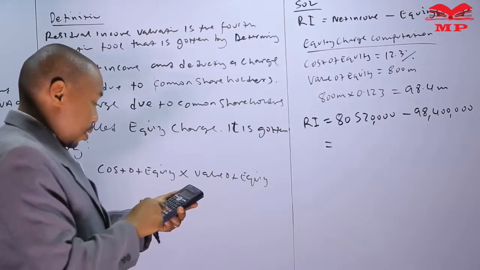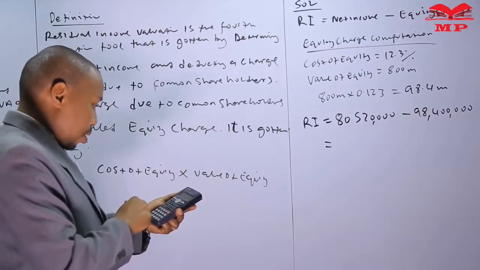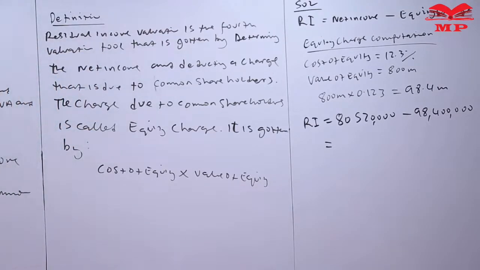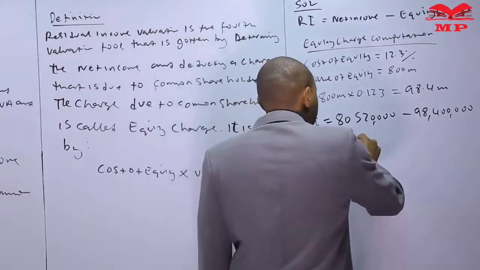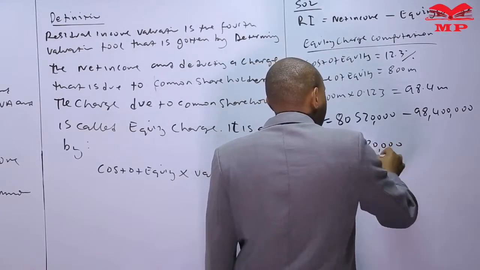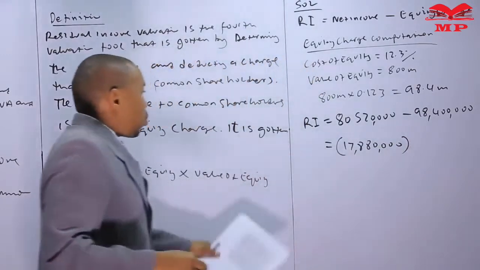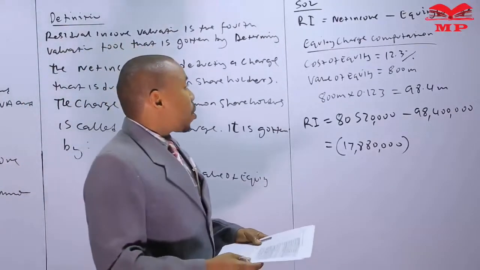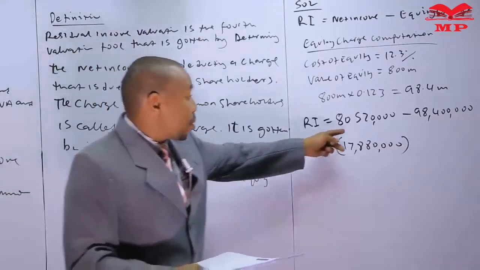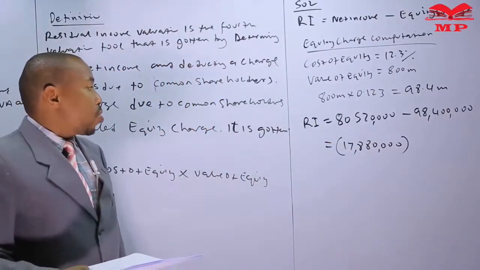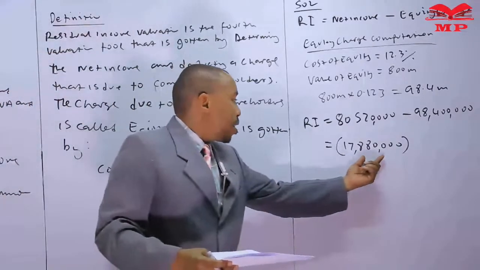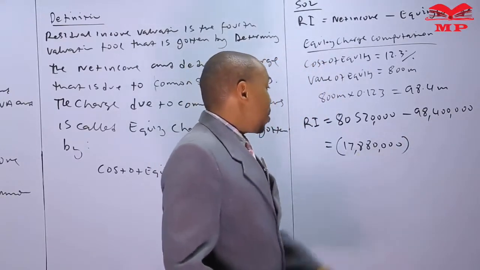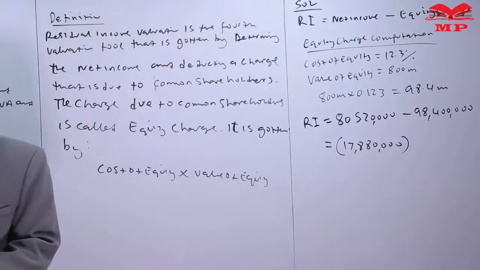80,520 less 98,400,000. We get negative 17,880,000 there, like that. So we are saying that even if the company may have made a net profit, or a net income, which is positive, of 80,520,000, it may not be economically viable because after compensating the equity shareholders with the equity charge, we get a negative value right there.